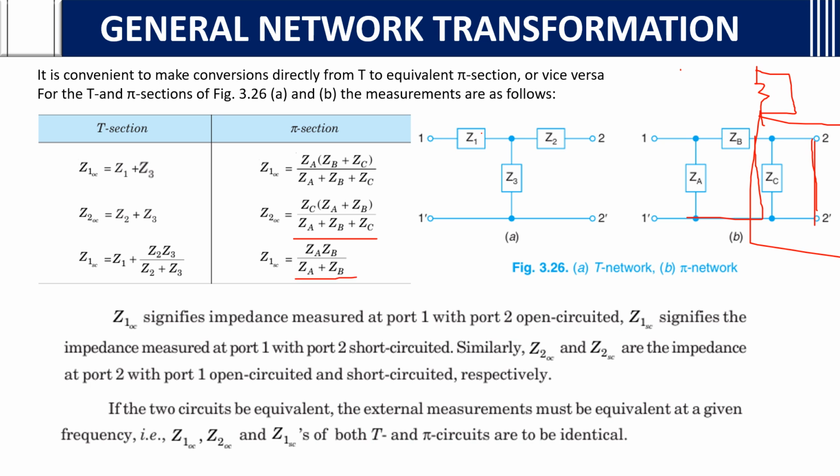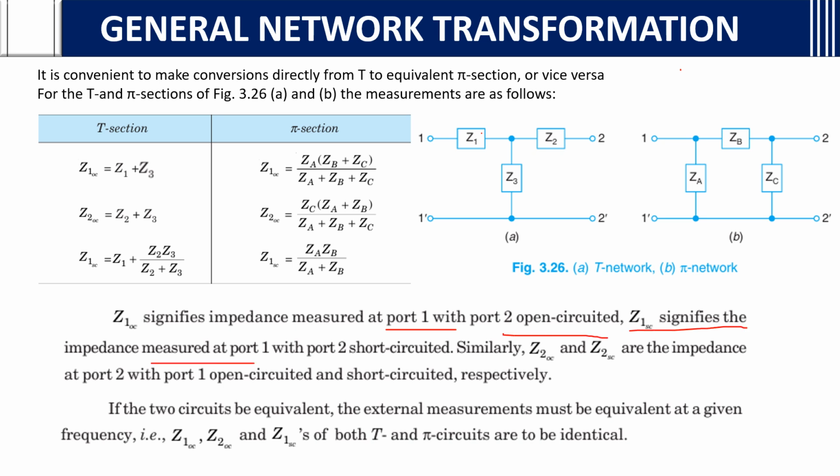Remember this, if a resistance is connected in parallel with a short circuit, then that resistance can be removed. So these two will be in parallel, so you will get the product ZA ZB by ZA plus ZB. Then Z1 OC signifies impedance measured at port 1 with port 2 open circuited, and Z1 SC signifies impedance measured at port 1 with port 2 short circuited. Similarly, Z2 OC and Z2 SC.